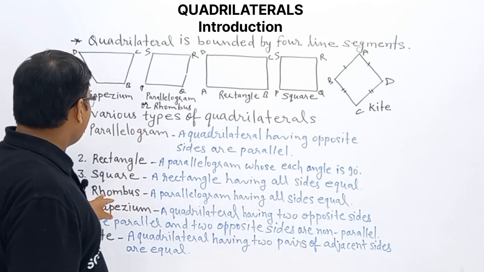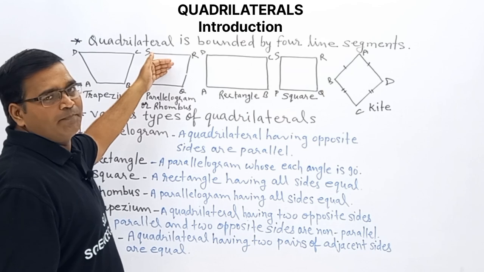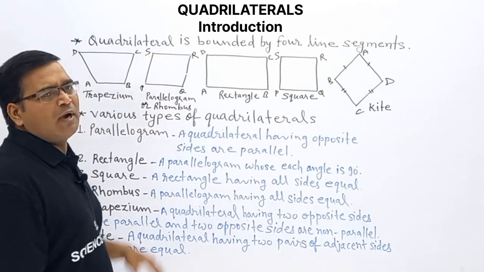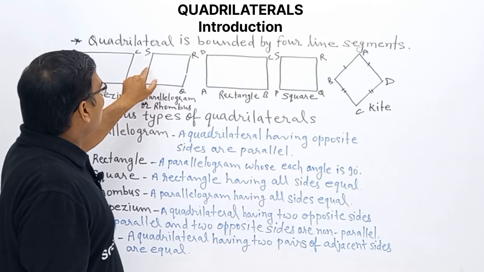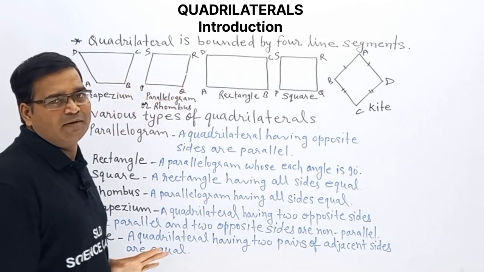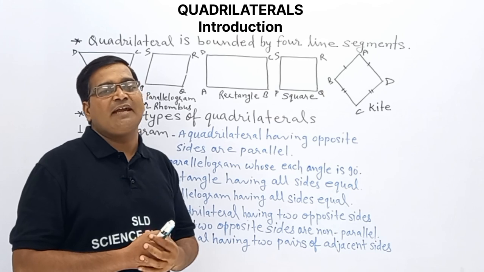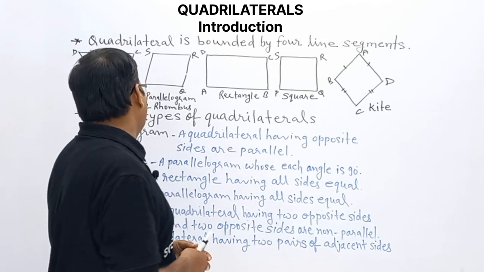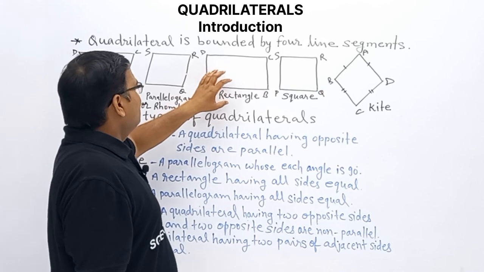Now, similarly, we are having rhombus. Rhombus is a parallelogram. Clear? And both are quadrilaterals, no doubt. So this one is the rhombus. Why? Because all sides are equal. A parallelogram having all sides equal is called a rhombus. Clear?